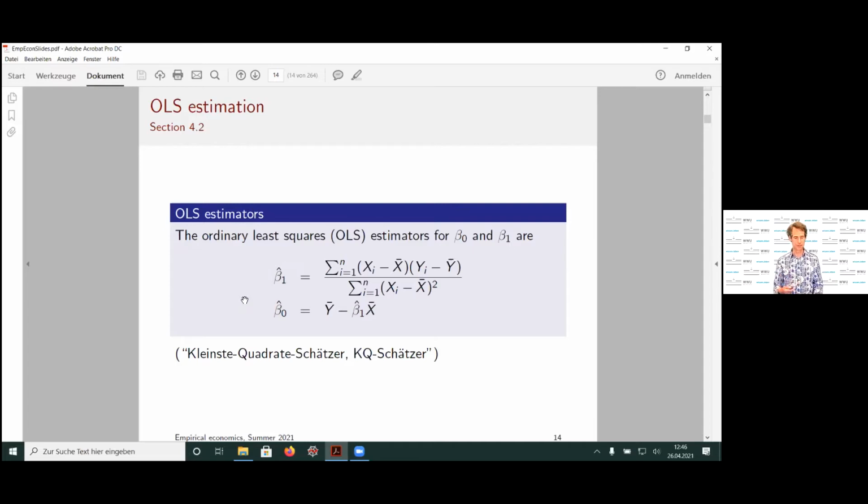And if you have fun doing these derivations, please just try to do that yourself. Try to derive these two estimators yourself. You can also have a look at the textbook. The derivations are given in there, and it's not too difficult, but we skip that here.